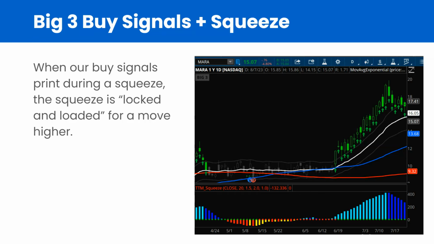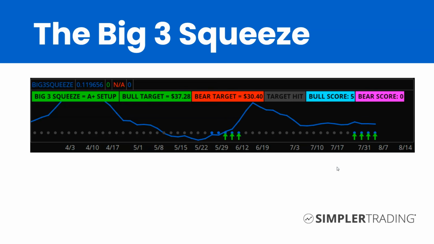So in the example of Mara here, the squeeze is printing. We get the green bar, the green arrow. So now during the squeeze, momentum, structure, everything's fully aligned for that squeeze to fire to the upside. So a few different things here on the big 3 squeeze. We have the momentum histogram, we have the squeeze arrows, and then we've got a couple of labels here, which I think do a really good job of automating the process.